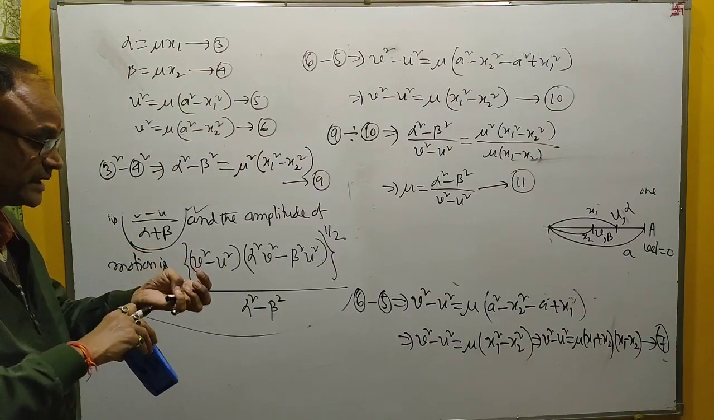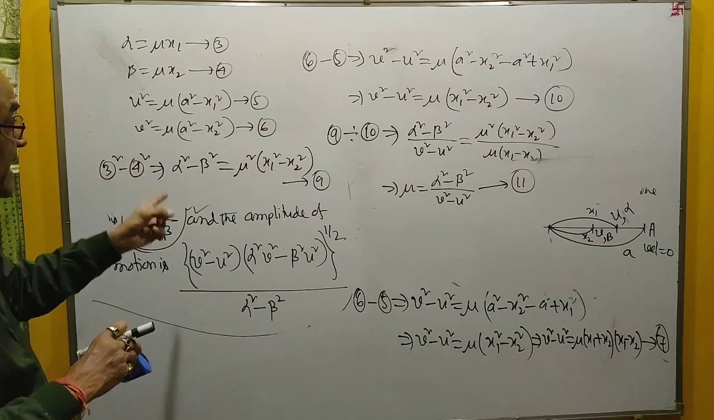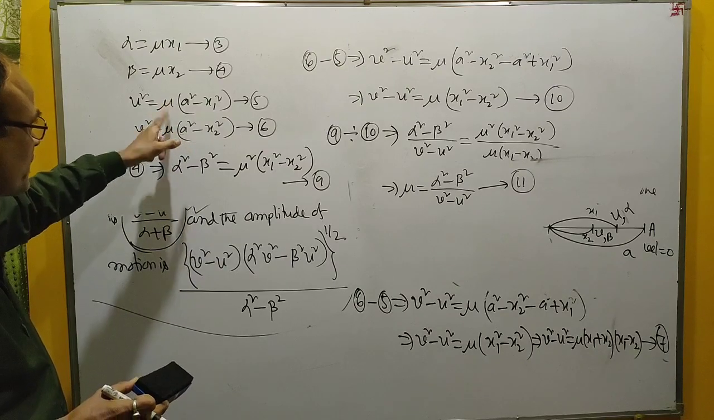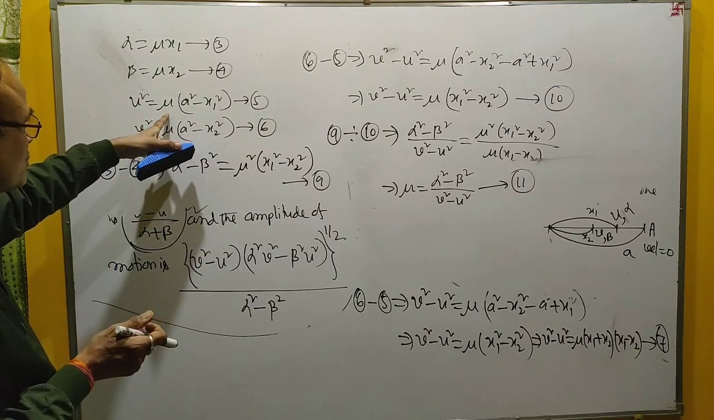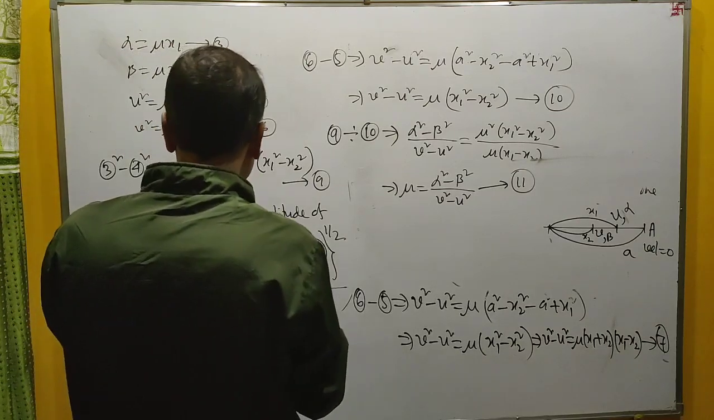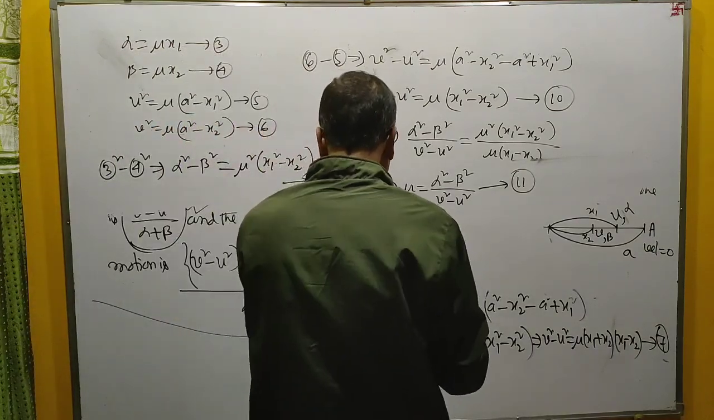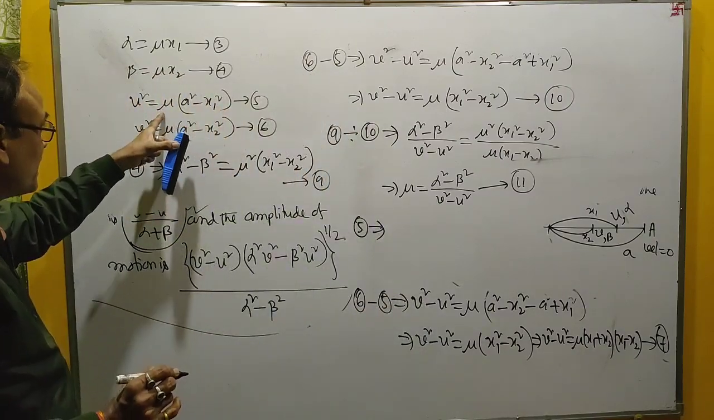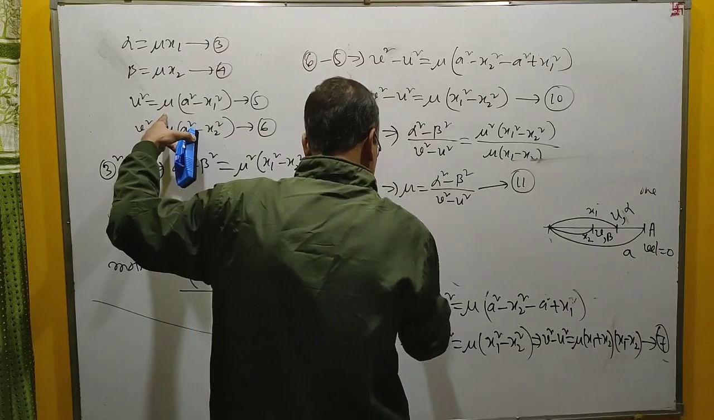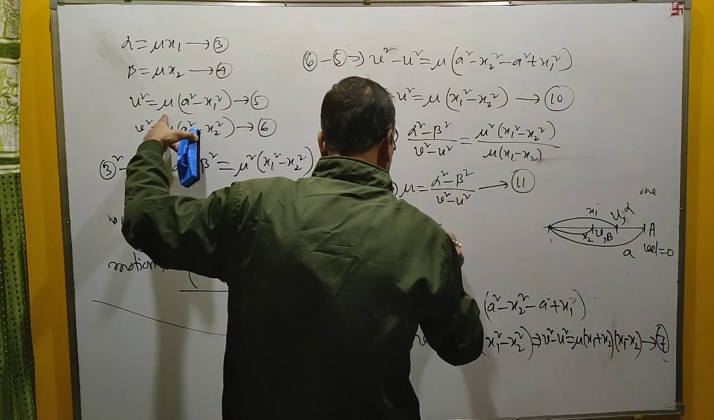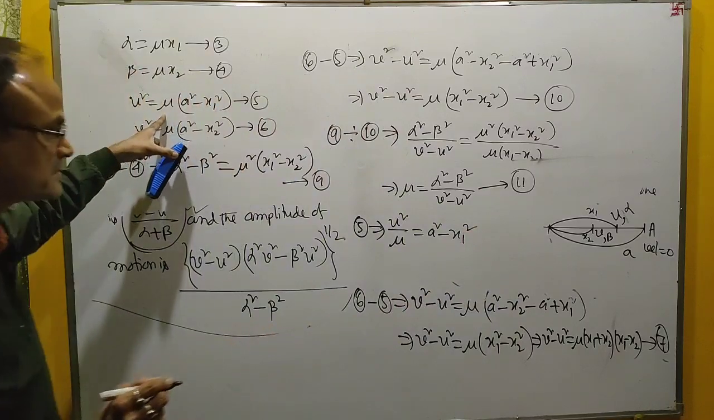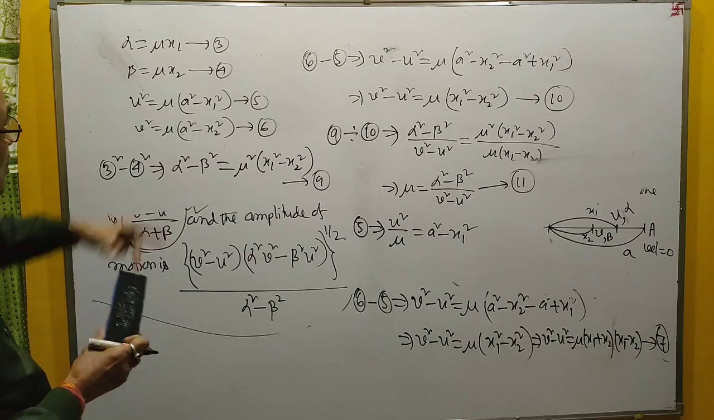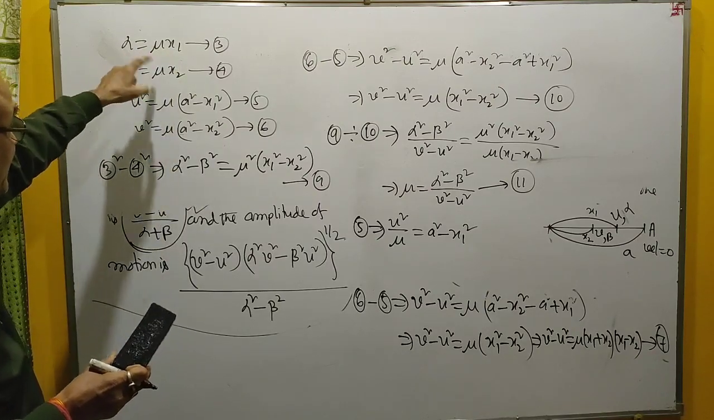Now, you have to find the value of a in terms of this. From 5 you will get u square by mu equal to a square minus x1 square. Now from 3, x1 can be written as alpha by mu.